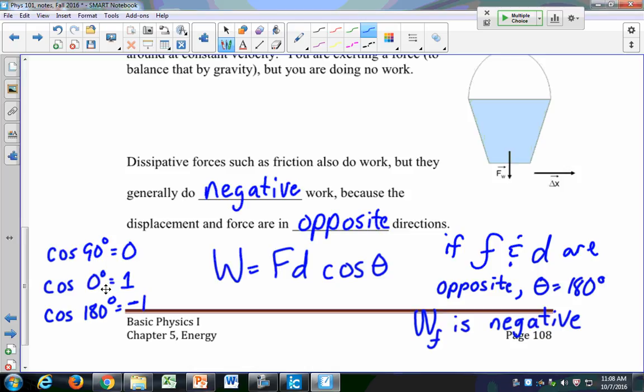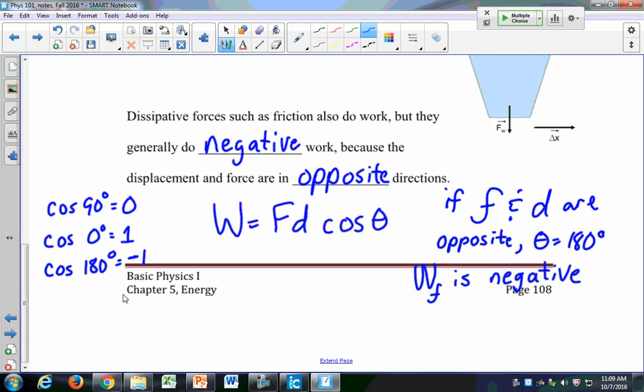Just a second. This negative, so far when we've had a negative value, usually the negative has denoted what? Direction, right? That's not the case here. The negative here does not denote direction.